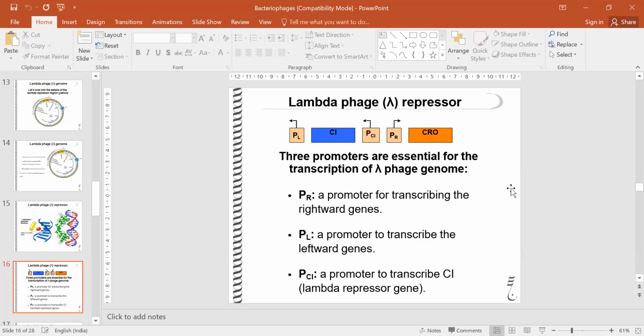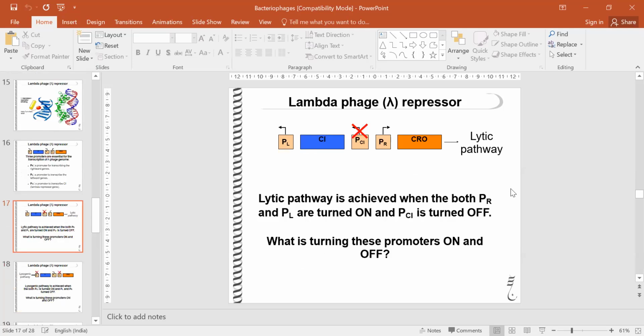The PR promoter transcribes the right side of the gene, and the PL promoter promotes the transcription of the left side of the gene. The PC1 promoter transcribes the lambda C1 repressor. So these are the three important promoters. They play an important role in whether the lysogenic cycle or the lytic cycle is going to happen, and how they are regulated.